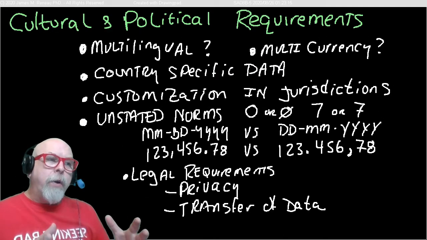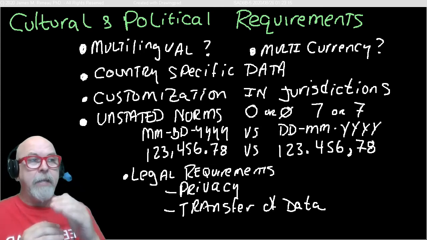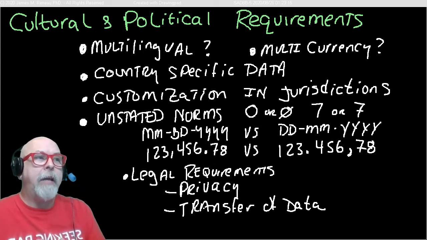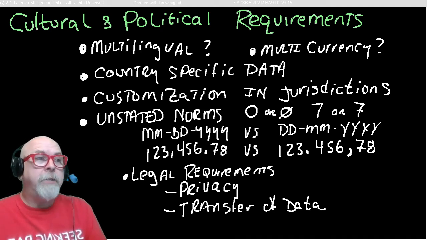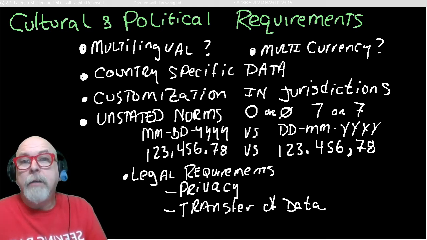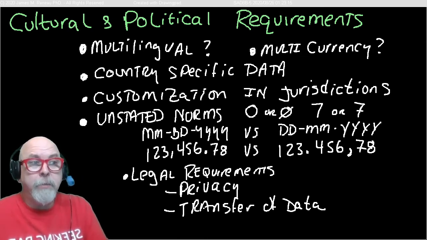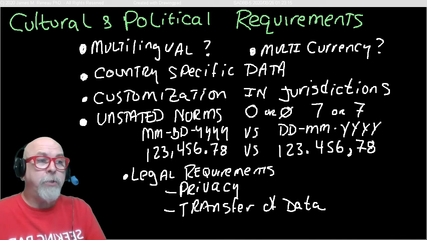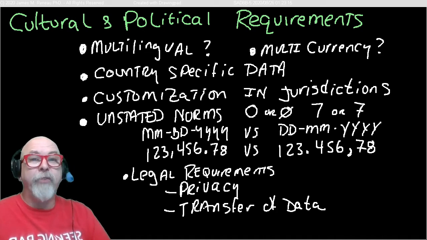Then the last category of requirements that we need to fully have listed, we need to have lists of these, are the cultural requirements and political requirements. For instance, do you need to support a multilingual customer? Do you need to support a multilingual employee? If you have a store in the South or especially in the Southwest, you're going to need to support Spanish. If you have a store or you're going to move operations into Canada, you're going to need to support French.